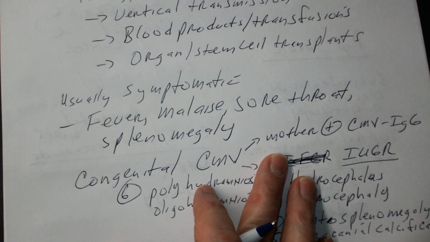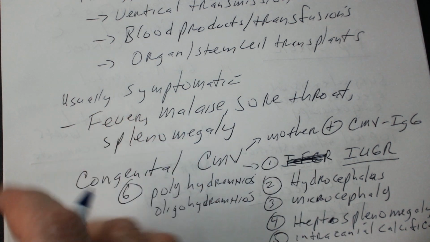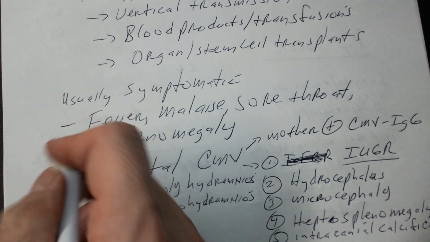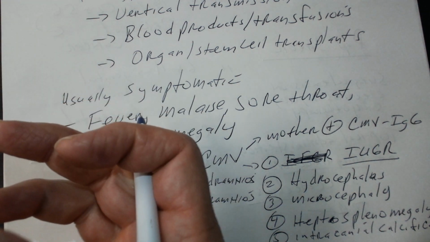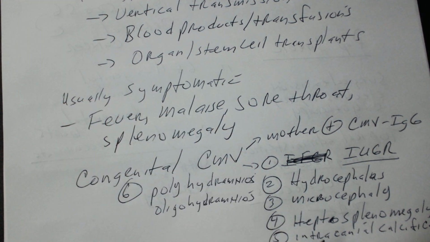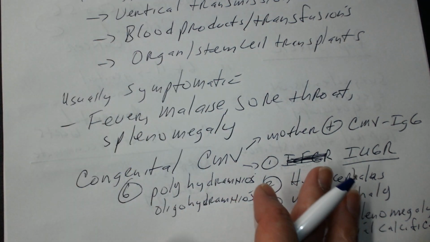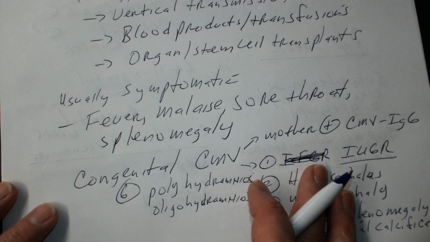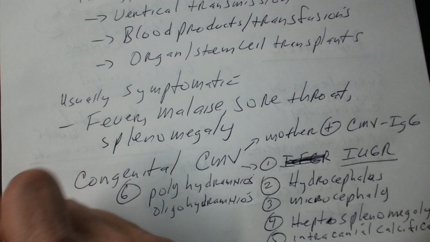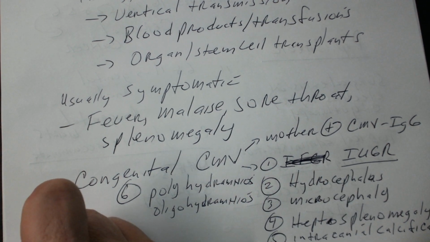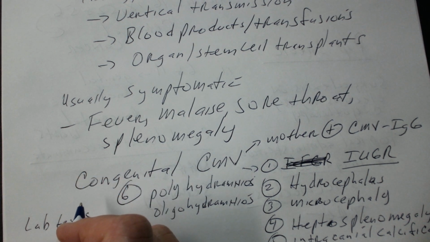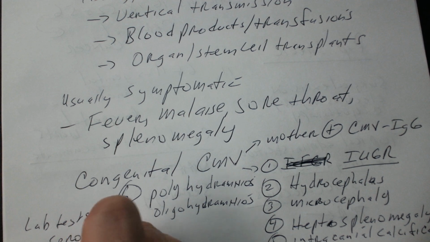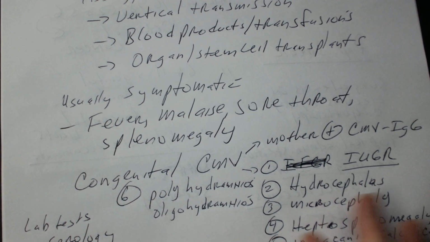If someone has CMV, a biopsy usually will show cells with really big nuclei. And that's what gives the virus its name, cytomegalovirus. So your lab tests, there's very good serology for this.